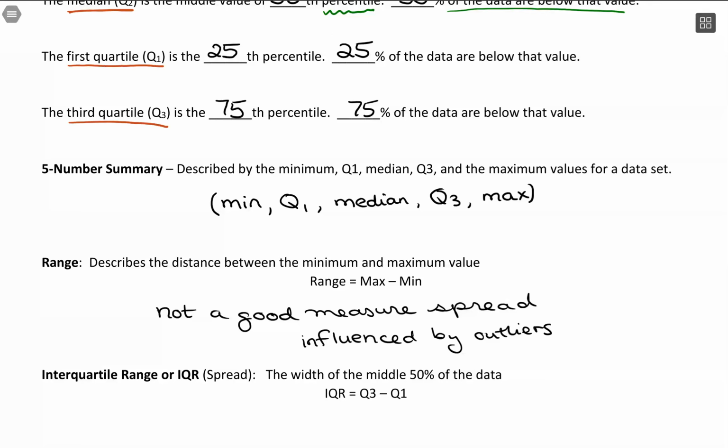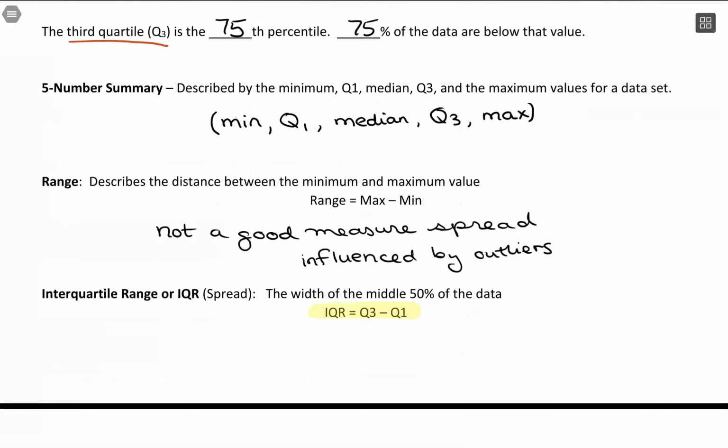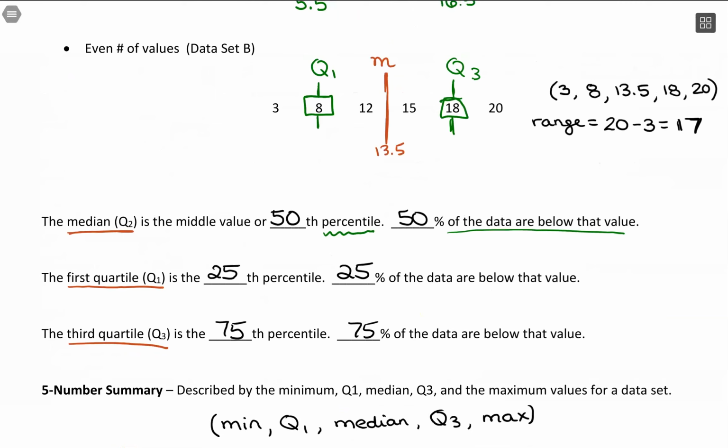Now the interquartile range is going to be a great measure of spread. In fact, in general, if we're working with the median, this will be how we measure spread. What we do is take our third quartile minus our first quartile. So for our example, the interquartile range would be the third quartile of 18 minus the first quartile of 8, which is 10. We're focusing on the middle 50% of our data, which is great because that excludes any outliers out in the tails.